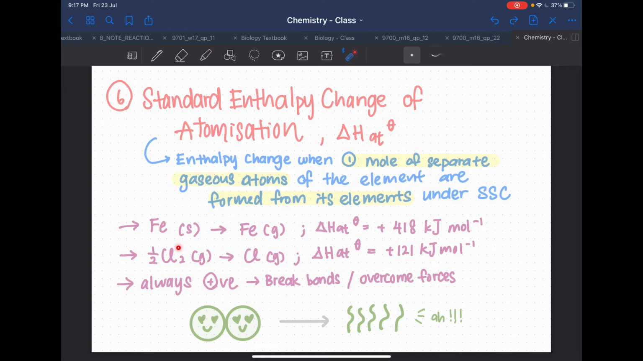So as you can see here, iron is forced from a solid into a gaseous state by taking in energy, and here chlorine molecules are turned into chlorine atoms, but it is already in the gaseous state, so there's no action in terms of changing the state. So here also energy is taken in to break the bonds between the molecules to form chlorine atoms, and therefore it is always a positive enthalpy change, because the action is breaking bonds or overcoming forces: breaking bonds in terms of changing molecules to atoms, and overcoming forces in terms of changing solid states to gaseous states. Therefore energy is always needed for that, so it's a positive enthalpy.